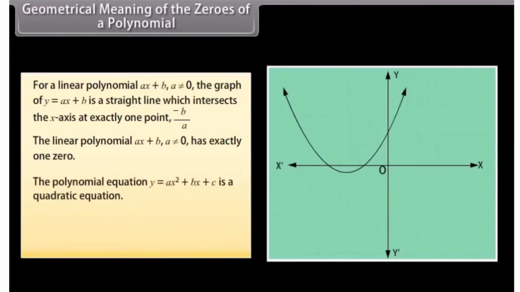The polynomial equation y = ax² + bx + c is a quadratic equation. The graph of a quadratic equation is a parabolic curve.